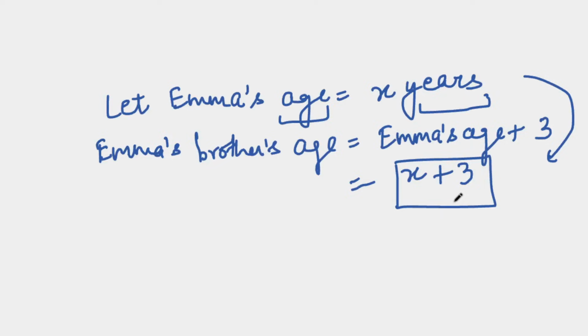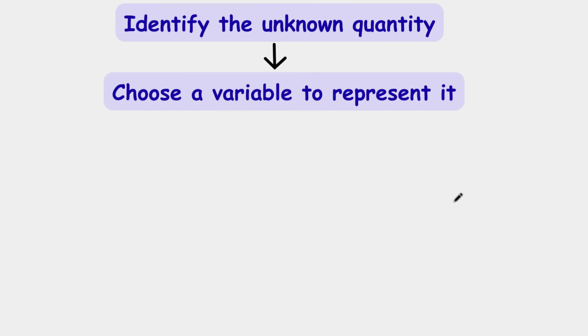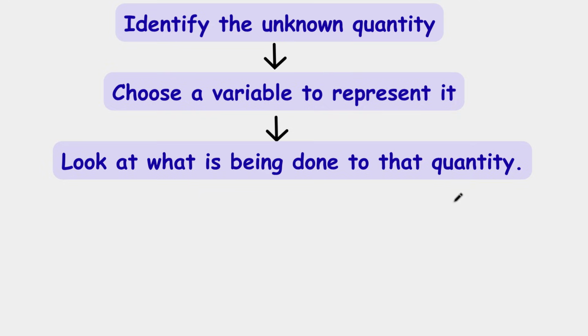Okay, now let's discuss the steps in brief, and I'll write them all together at one place so that it's easier for you to understand. So first we do what? We identify the unknown quantity. Alright, like in just the previous example it was age, right? So first you have to identify the unknown quantity, then you choose a variable to represent it, right? Once you have chosen a variable, you have to look at what is being done to that quantity. Okay, whether it is increased, decreased, multiplied or divided.